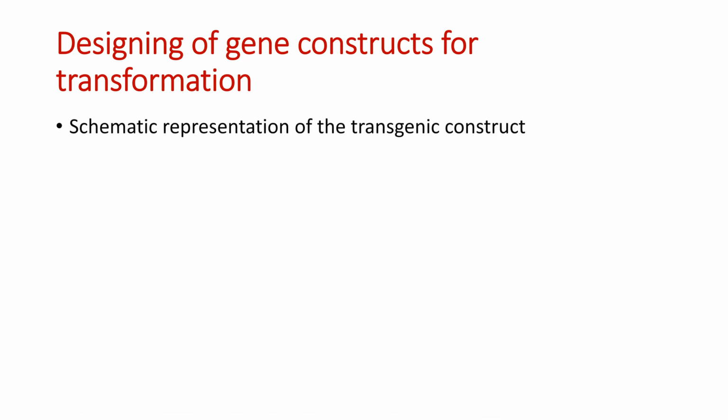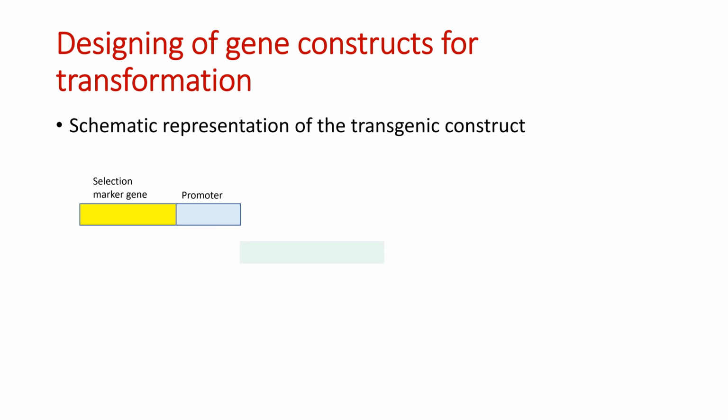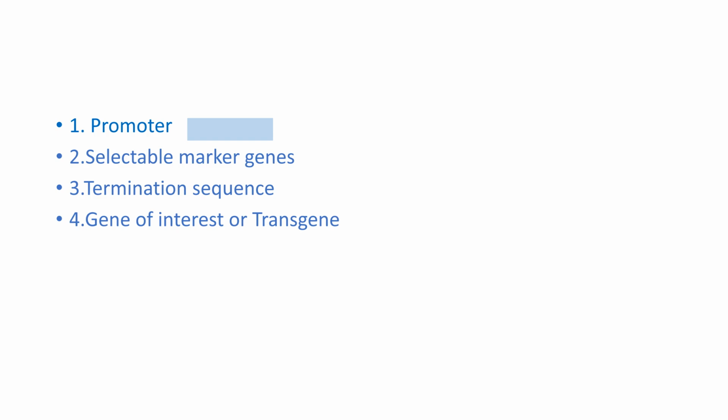Here is a schematic representation of the transgenic construct. So you have a selection marker gene, promoter, transgene, as well as the termination sequence. In brief, let us cover promoter, selectable marker genes, termination sequence, and gene of interest, or the transgene.